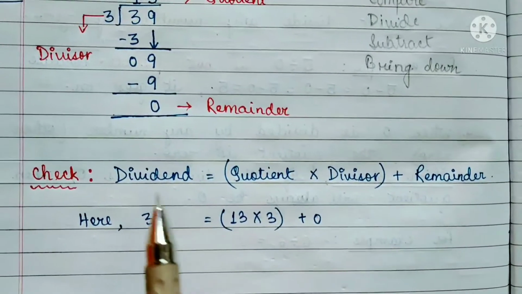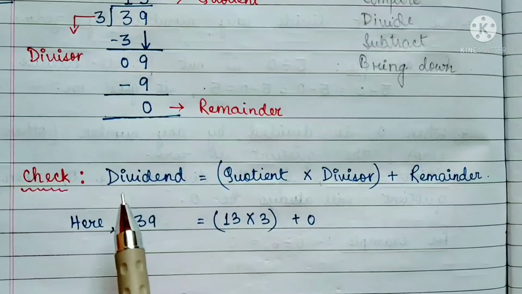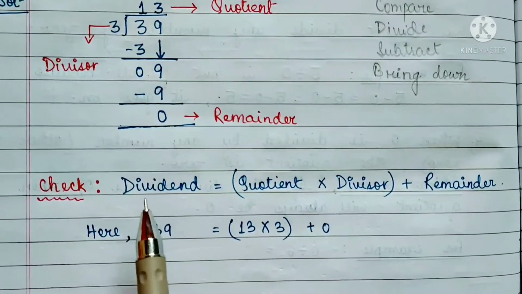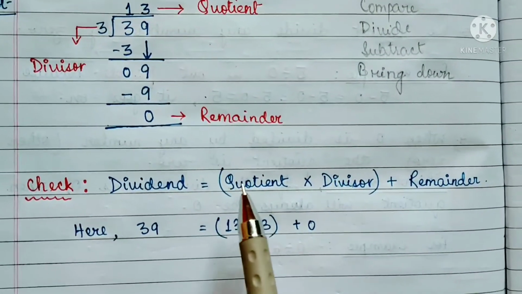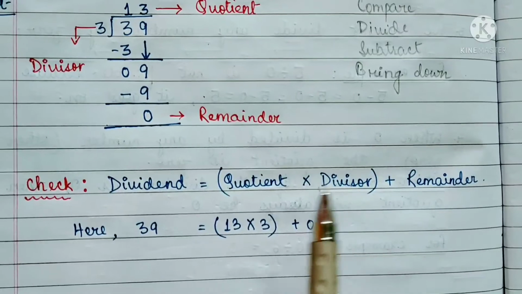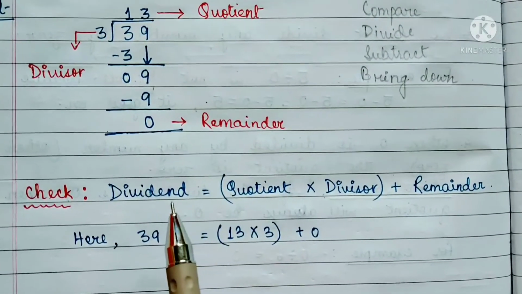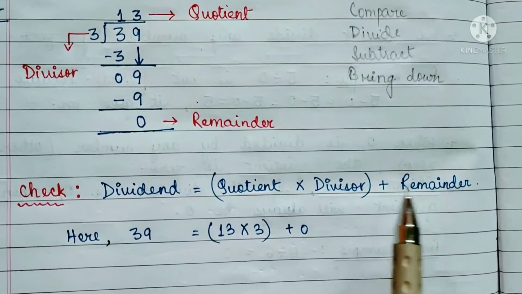Okay children, here we have the relation with the help of which we can check our division, whether we have divided correctly or not, which says dividend is always equal to quotient multiplied by divisor. Here you can also write divisor multiplied by quotient, both will be same. Dividend is always equal to quotient multiplied by divisor plus remainder.